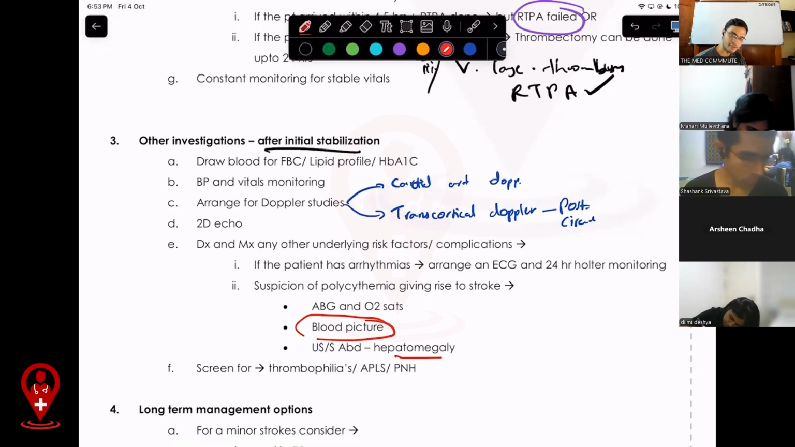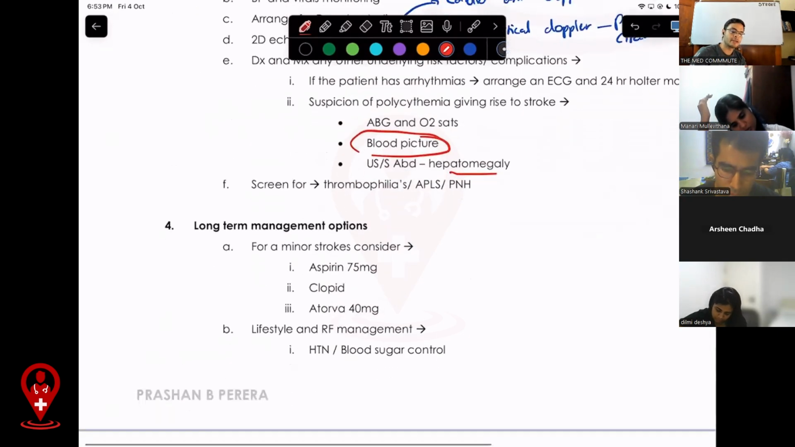Then again, screen for thrombophilias, APLS, you can do autoimmune studies. Paroxysmal nocturnal hemoglobinuria is another condition that can come along with glomerulonephritis. We'll not talk about these in too much depth, not very important, guys.